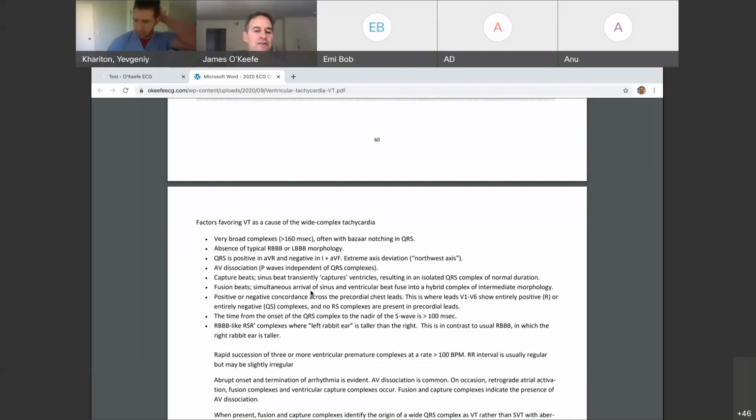Well, the other thing, if it's an RBBB, normally the left rabbit ear is smaller than the right, but in VT, it's more likely the left rabbit ear will be taller in V1.